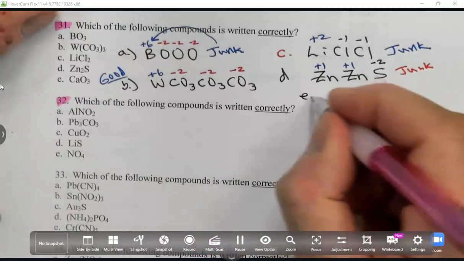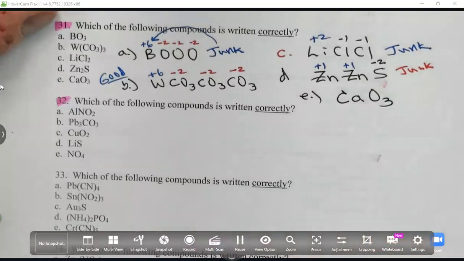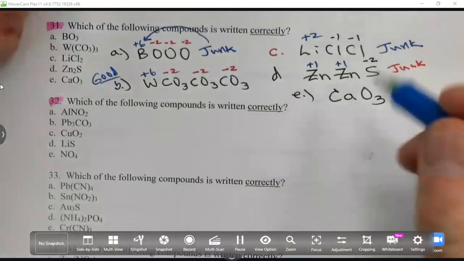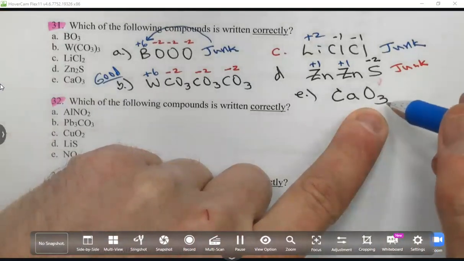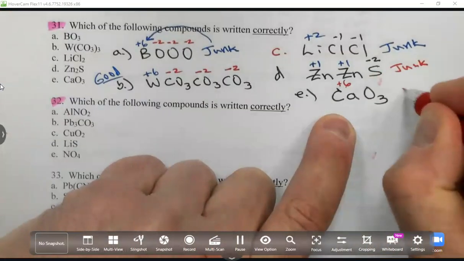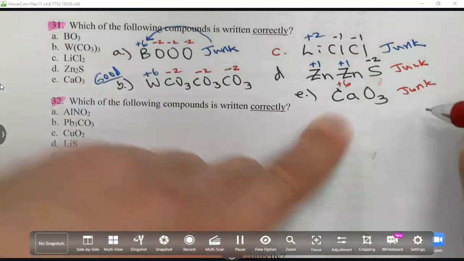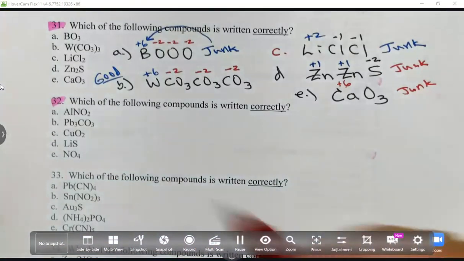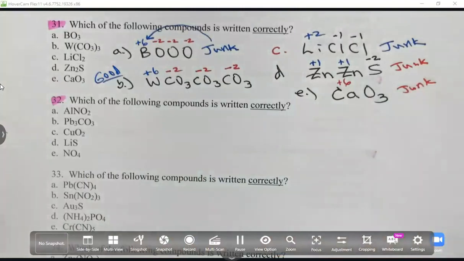Letter E, CaO3. Let's take a shortcut a little bit. That would give us -6, right? 3 oxides would give us -6. We'd be looking at a +6 calcium, and that's just junk because calcium is only +2. So you really got to look at all of them. Once you get one that looks good, make sure the other 4 are junk, huh?